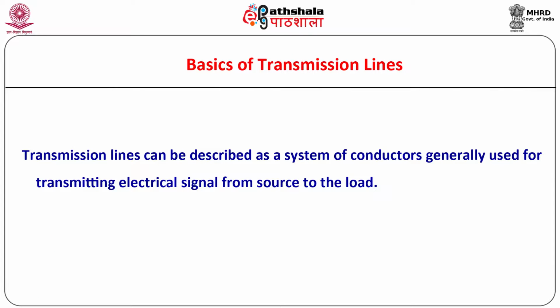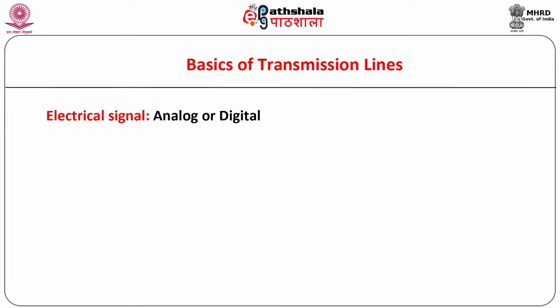Transmission lines can be described as a system of conductors generally used for transmitting electrical signals from source to the load. For a beginner willing to study the basics of signal transmission, a transmission line may be viewed as an impedance matching circuit designed to deliver power from the transmitter to the antenna and maximum signal from the antenna to the receiver. The electrical signal to be transmitted may be analog or digital.